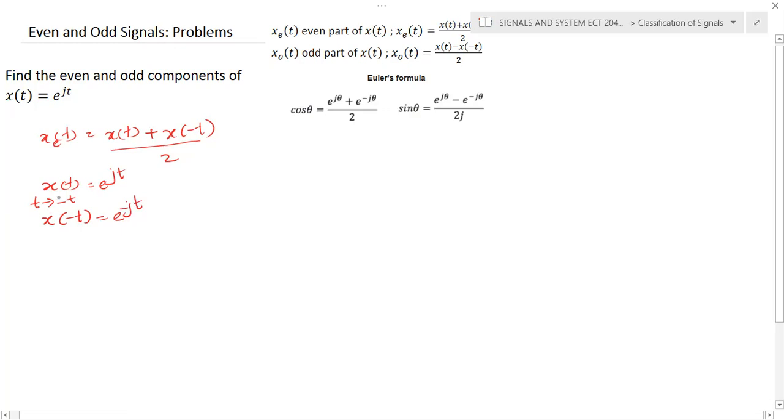Now we need to substitute these two quantities in xe of t. So you can write xe of t is equal to, in place of x of t, you can write e raised to jt, plus in place of x of minus t, you need to write e raised to minus jt, whole divided by 2. So if you look at this particular equation and compare with Euler's formula, cos theta can be written as e raised to j theta plus e raised to minus j theta by 2. So by rearranging, we can write e raised to jt plus e raised to minus jt by 2 as cos t. Okay, so this is the even component of the signal.